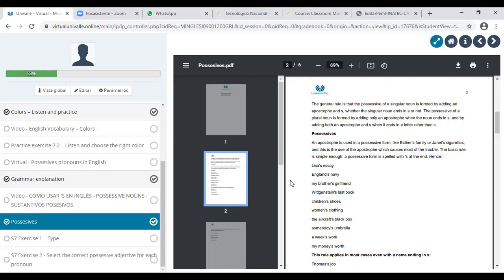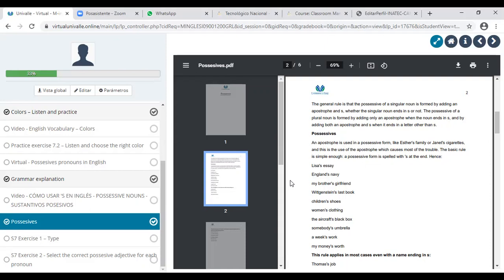Hence, Lisa's essay, el ensayo de Lisa. My brother's girlfriend, la novia de mi hermano. Winston's last book. Children's shoes, los zapatos de los niños. Women's clothing, la ropa de las mujeres. The aircraft's black box. Somebody's umbrella, la sombrilla de alguien. A week's work, una semana de trabajo.